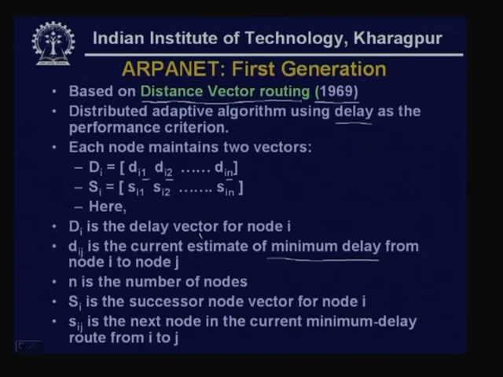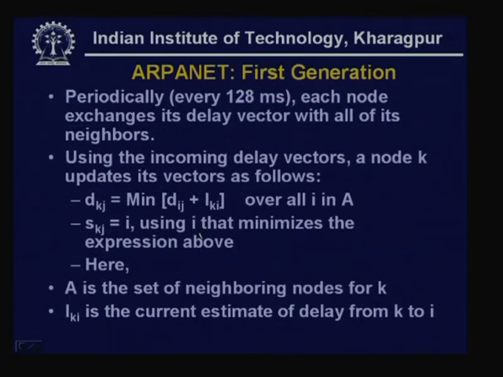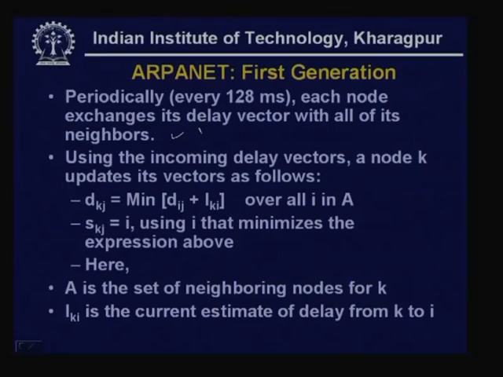And obviously, for doing that, some calculation has to be done. Periodically, each node exchanges its delay vector with all of its neighbors. As we have seen in the distance vector algorithm, the exchange of information takes place with the neighbors, not with all the nodes. That is being done here, and the interval, as you can notice, is very frequent, at 125 milliseconds.